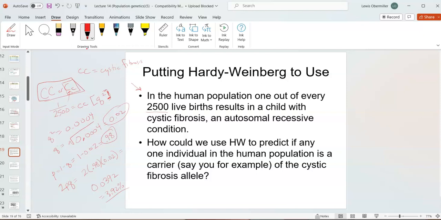So there's a 3.92% that the husband is a carrier and a 3.92% probability that the wife is also a carrier. And then you can use that to calculate, if they had a kid and they're both carriers, then they would have a 1 in 4 chance of passing that on. And so we know how to do that math from the problem set that I gave you. But that's how we can figure out what the probability is an individual would be a carrier for cystic fibrosis or any disease for that matter.